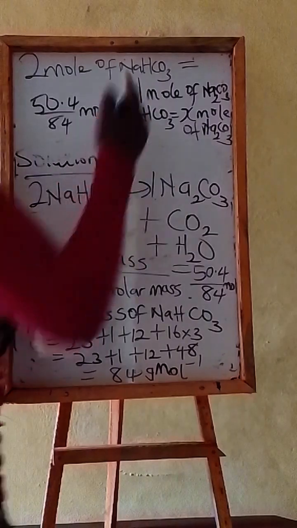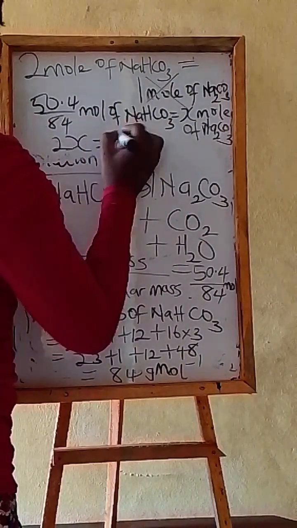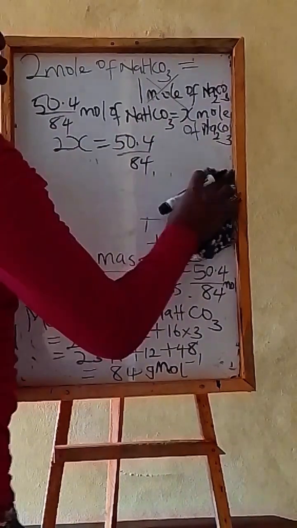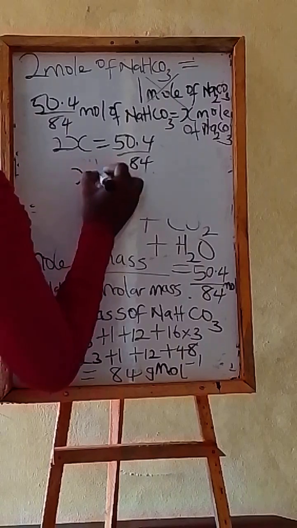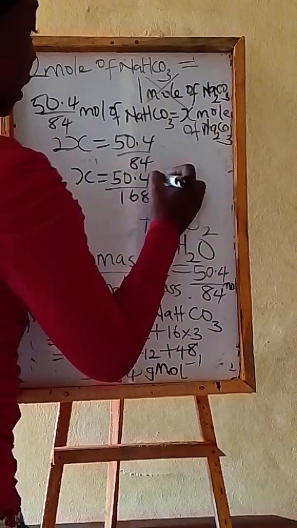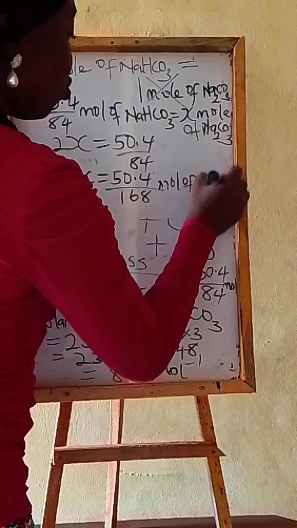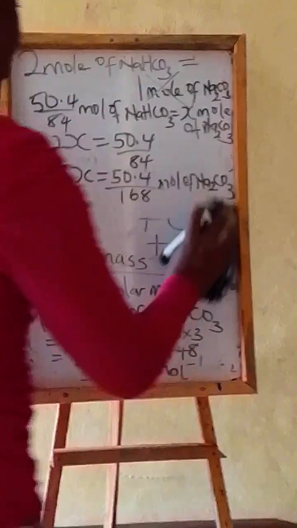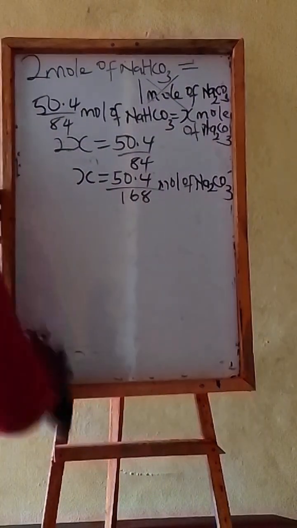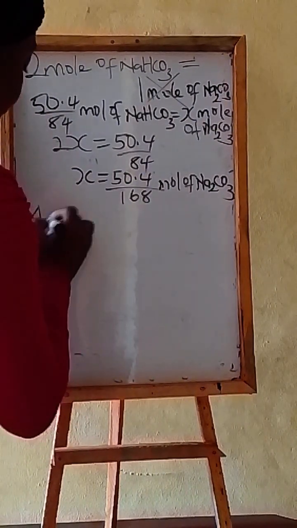From here, you cross multiply. We have x times 2 equals 50.4 over 84. The next thing you do is calculate x. That will be x equals 50.4 over 168. So your answer will be the mole of Na2CO3. When you are done with this, the next thing to do is calculate the mass.